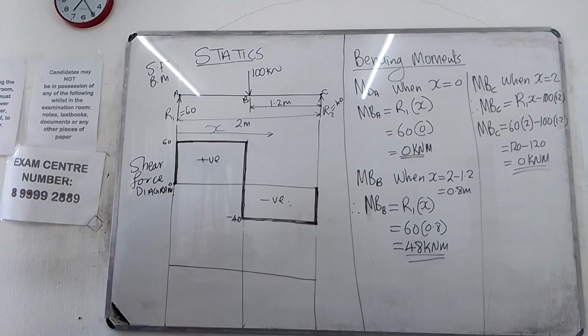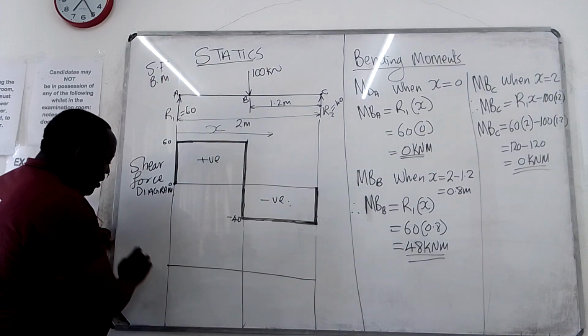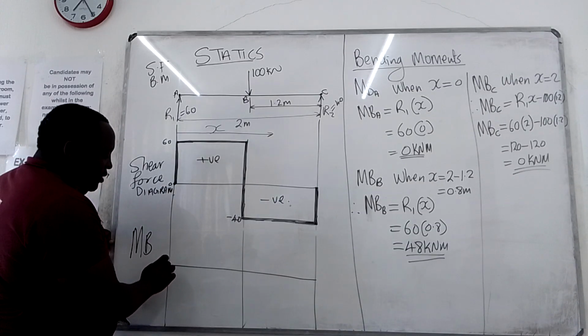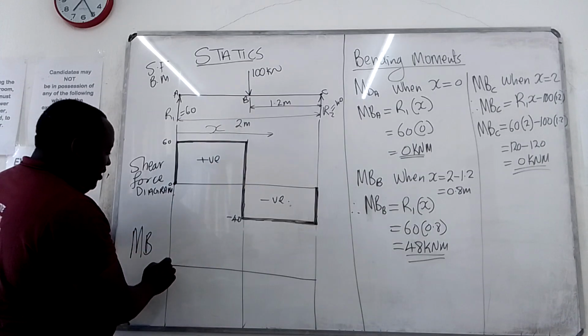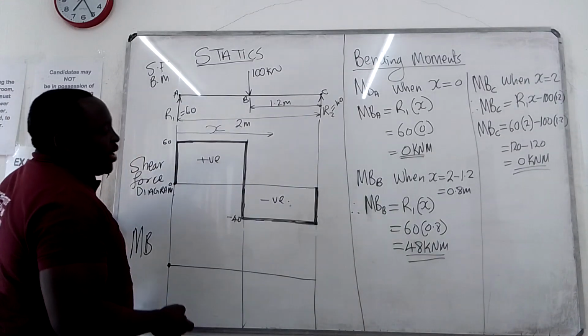Okay. You always move from left to right. So I will come here. Now I need to draw. This is my bending moment. So I'll start with it. At A, bending moment is 0. At B, bending moment is what?